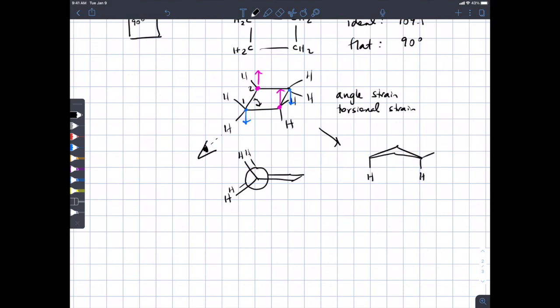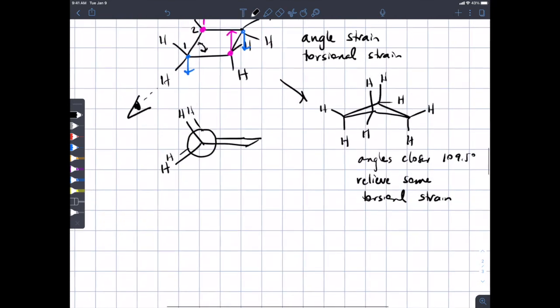Where you got hydrogens on the ends that are pointing straight downward, and in the middle, hydrogens that are pointing straight upward. And in this way, the angles more closely approximate 109.5. And you also relieve some torsional strain because you're not entirely eclipsed.